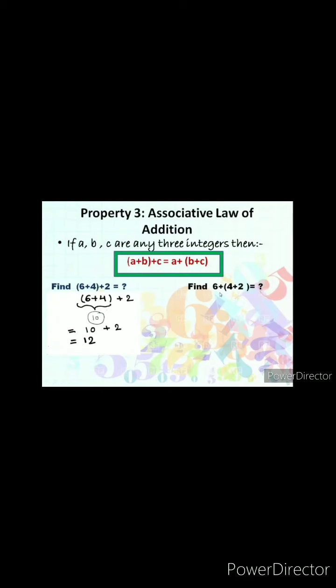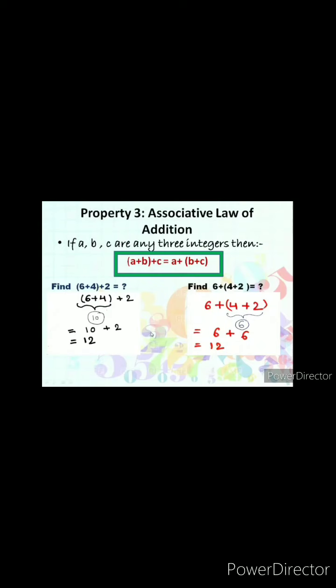find 6 plus under bracket 4 plus 2. Again, use a notebook. Your solution will look somewhat like this. Again, according to the BODMAS rule, we are first going to perform mathematical operations on the integers which are under bracket. So 4 plus 2 is 6 and 6 plus 6 is equal to 12. Now what do you observe in these two examples here?